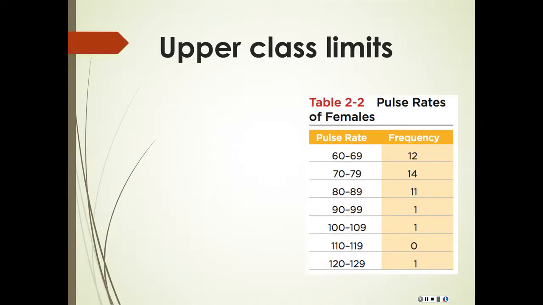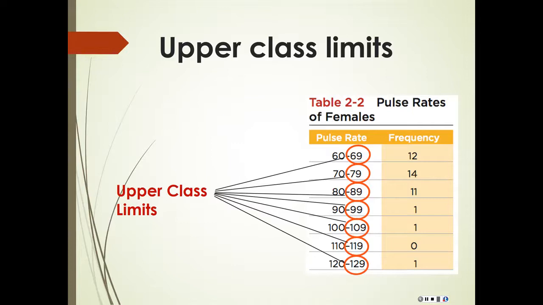Upper class limits, with the same idea, is the largest number that can belong to each class. So for example, if I had a pulse rate of 90, I can't put it in this class, I have to put it in the next one. Because the largest number that goes in that class is an 89. If I had a pulse rate of 130, it doesn't fit in any of my boxes because it's outside of the highest class limit that I have.